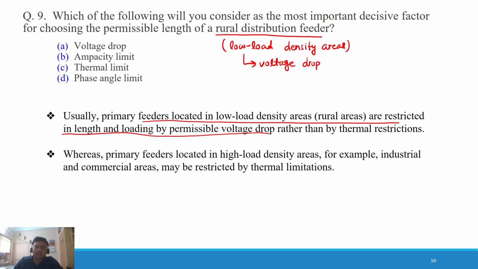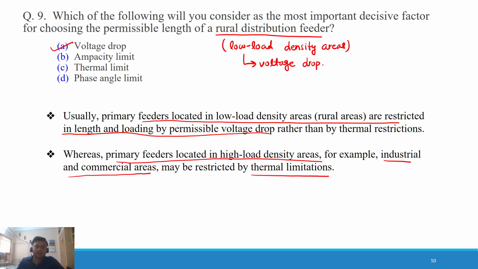because the power demand or the current demand is not that high from these low load density areas. While on the other hand, if the primary feeders are located in high load density areas, for example industrial and commercial areas or metropolitan areas, they are restricted by thermal limitations, not by the voltage drop. So in this question, it is asked about the rural distribution feeder. So the correct option will be A, voltage drop.